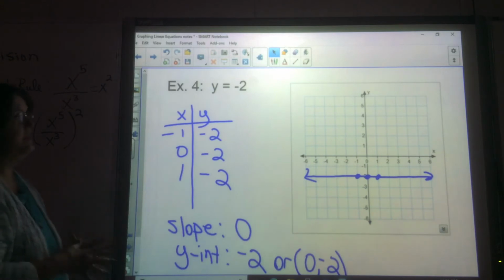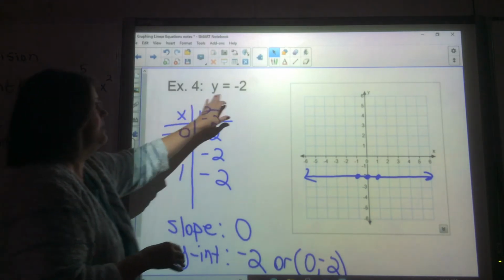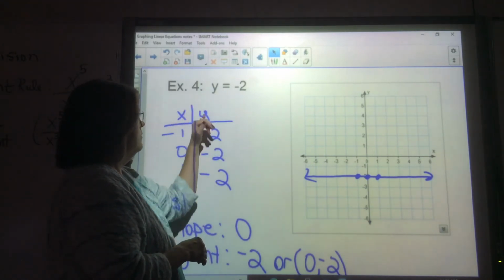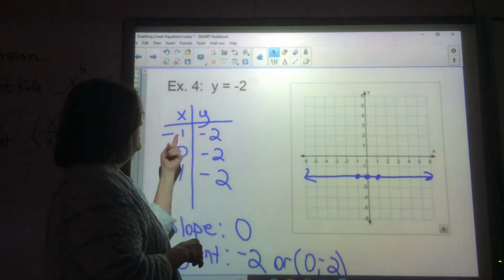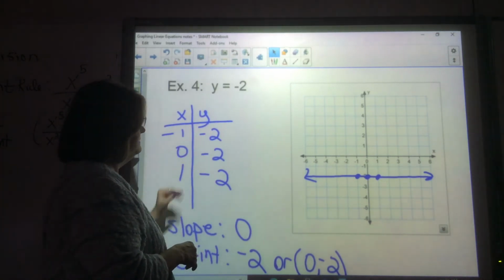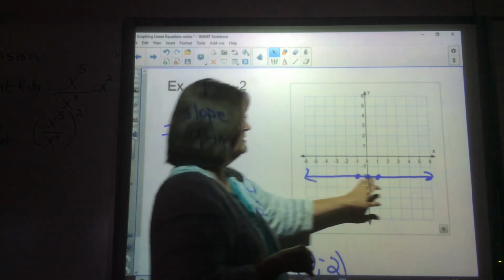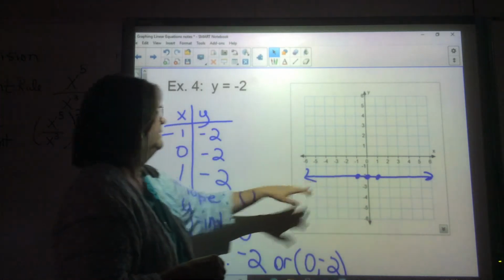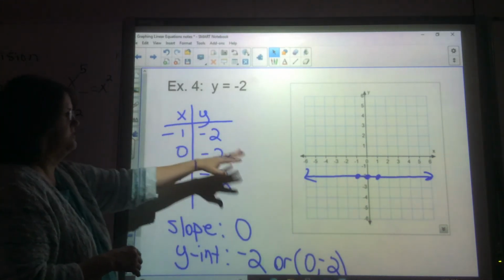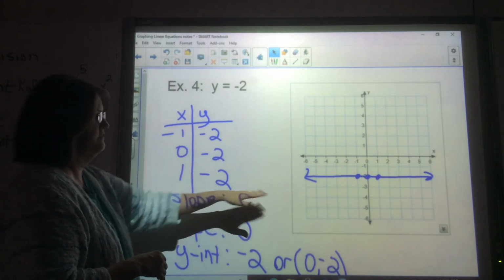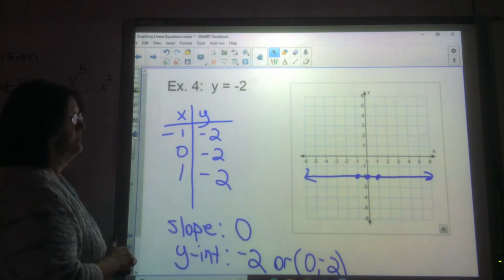And we did one of these in my last video, y equals -2. Remember, y is always -2. You can make x anything you want it to be. You're going to get a horizontal line at -2. Truly, -1, -2, 0, -2, 1, -2, plot those points, and that's what it will be.